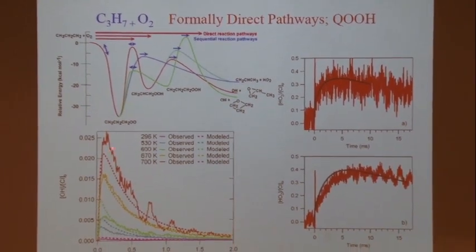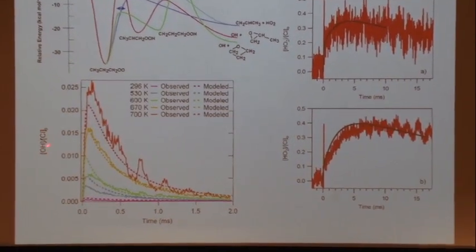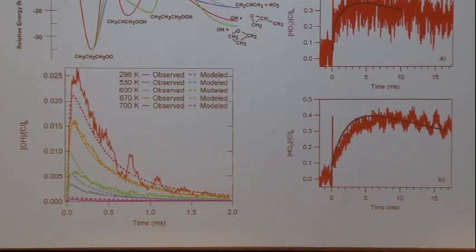So here are the theoretical predictions with the dotted lines. You can see they're pretty close to the experiment for OH. So they measure OH and HO2 formation here.